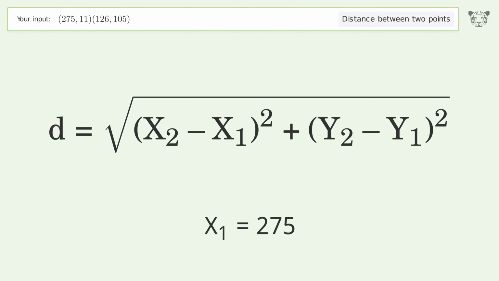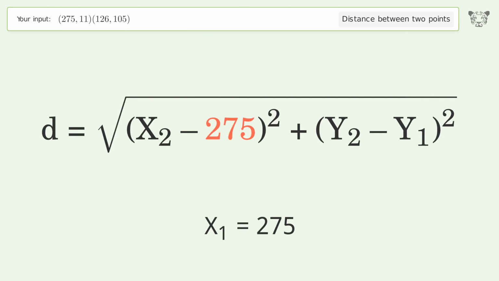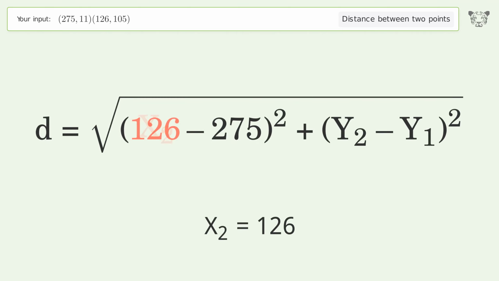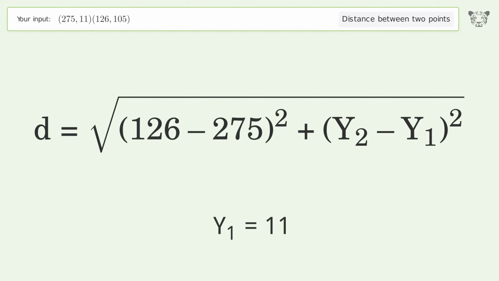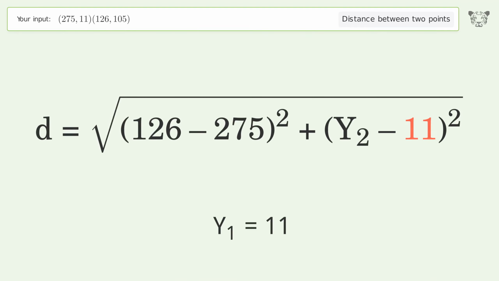x1 equals 275. x2 equals 126. y1 equals 11. y2 equals 105.